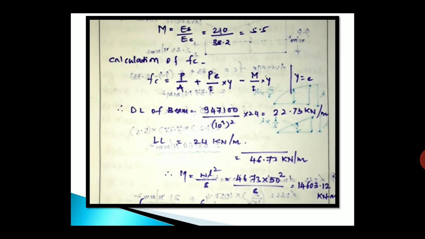Only difference is now in this sum we are including the dead load and live load also while calculating the losses. In previous examples we have not done this, hence that term minus M y by I also comes into picture in this example.